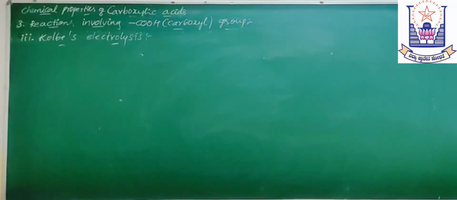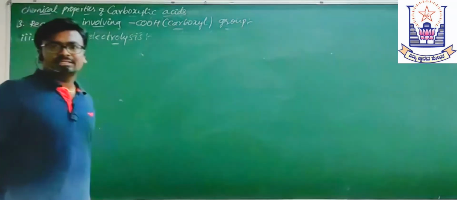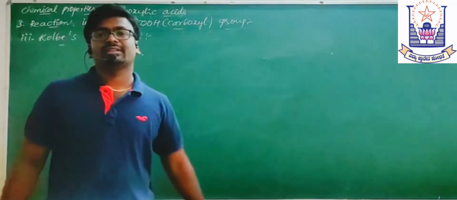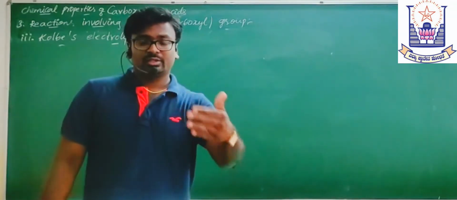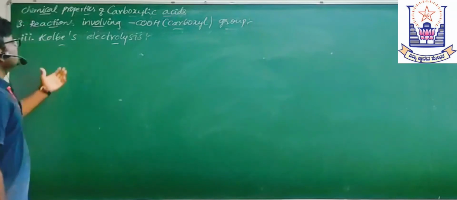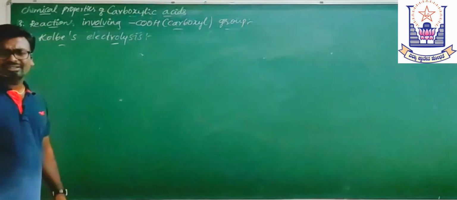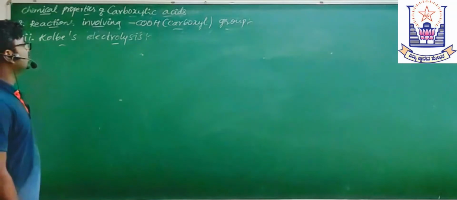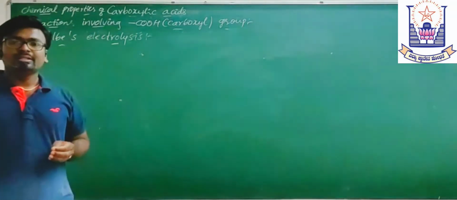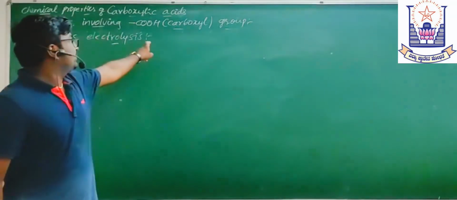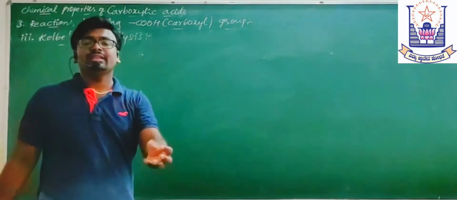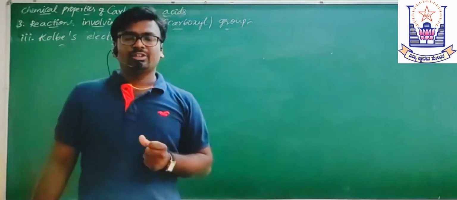Let us discuss about Kolbe electrolysis. In the first PUC also you have discussed about this Kolbe electrolysis under the unit hydrocarbons. It is also involving decarboxylation. Electrolysis means lysis is a breaking of a bond due to passing electricity to the mixture. I will show you that.